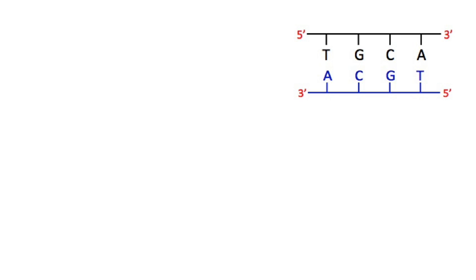The complementary strand is then built by using the correct base pairing. Where we see a T in one strand, we put an A in the complement. Where we see a G in one strand, we put a C in the complement. Where we see a C in one strand, we put a G in the complement. And where we see an A in one strand, we put a T in the complement.